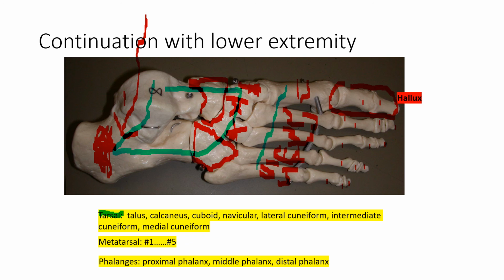All digits of the foot, with the exception of the hallux, have 3 phalanges. True or false? Correct. So all toes except the big toe have 3 phalanges. Correct once again. So the big toe only has 2 phalanges, which means it's missing the middle phalanx.